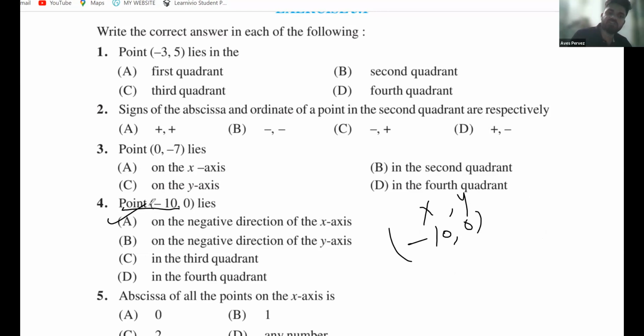Okay. Note these questions. I mean, note all these 4 questions.